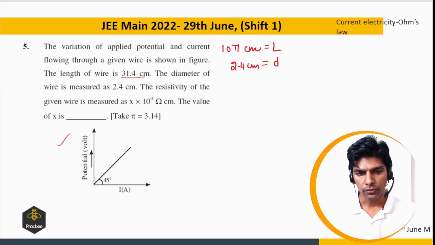right? So if I want to find the resistance, resistance will be given as V by I. And in this case, V by I is nothing but the slope of this curve, which will be 1045.